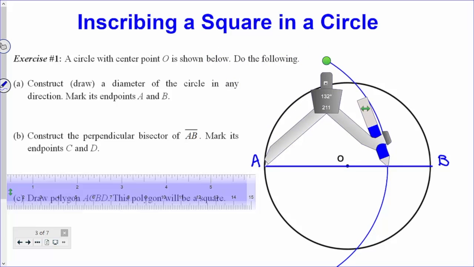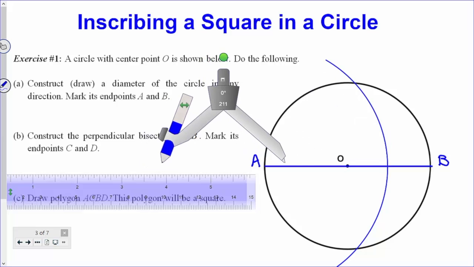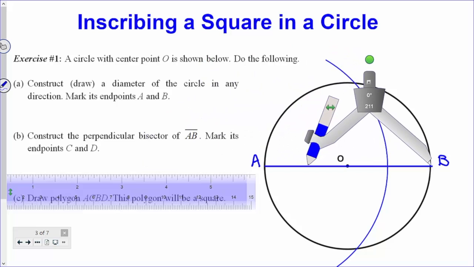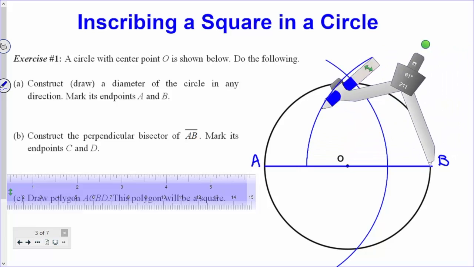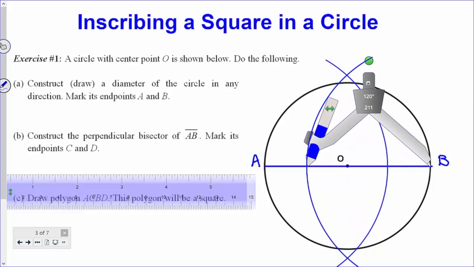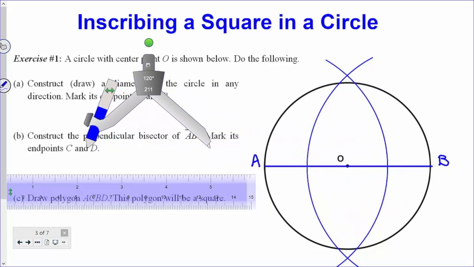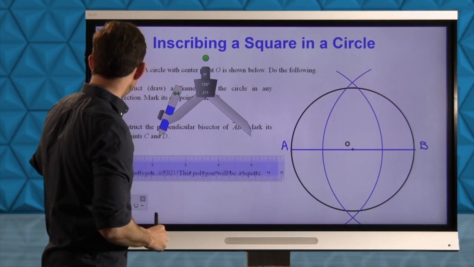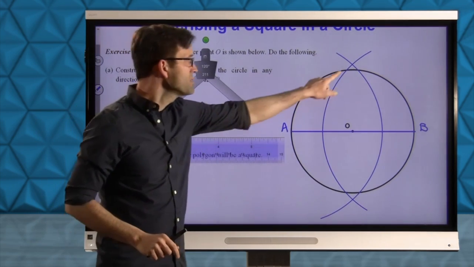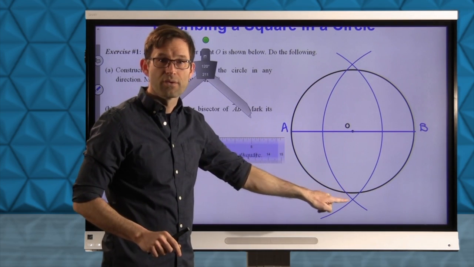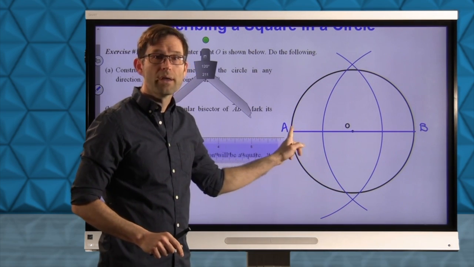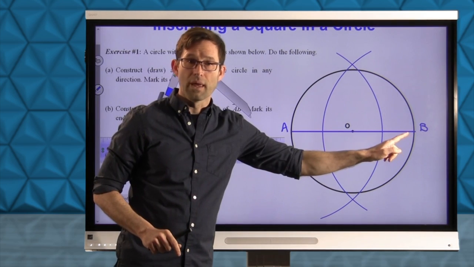Now, without changing the radius of my compass, remember, I'm now going to put the sharp end at B so that I have the center of my arc again. And I'm going to draw the arc once again. Now, just as a slight review, remember the point here is that this intersection point up here and this intersection point down here are equidistant from A and B.